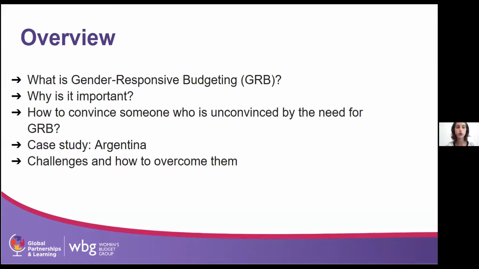Today we are going to see what gender responsive budgeting is and why it is important. Then we are going to go over some arguments on how to convince someone who is unconvinced by the need of gender responsive budgeting. Then we are going to make use of what we learned in the case of Argentina. And finally, we will go over some challenges and how to overcome them.